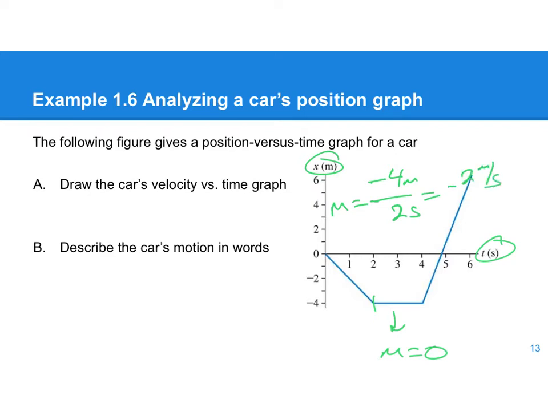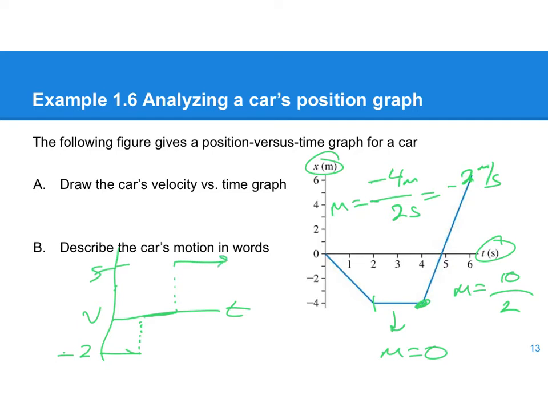-2 meters per second. So if I were to make a velocity versus time graph, the first 2 seconds has -2 meters per second. The next 2 seconds has 0 meters per second. And what about the last 2 seconds? Well, I go from -4 all the way up to 6. So my slope is 10 over 2. So I'm all the way up to 5. So I got to go all the way up here to 5 meters per second.